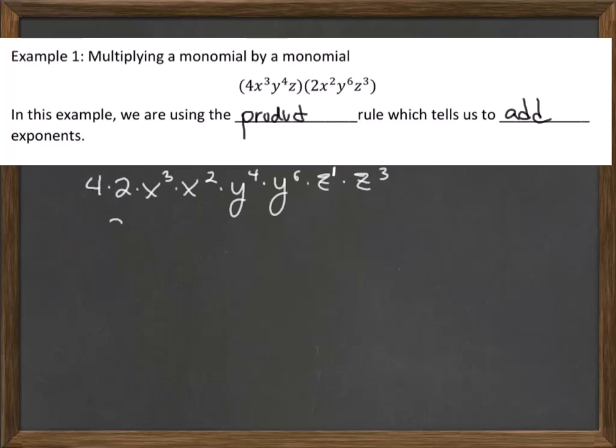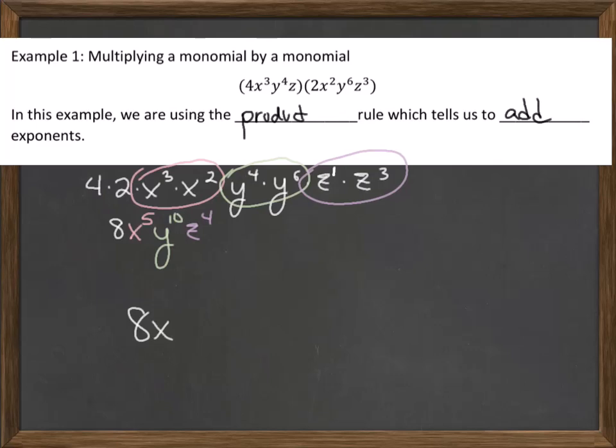So we have 4 times 2 is 8, and then for the rest of these, we are going to be using the product rule. So we have x cubed times x squared. Again, the product rule tells us to add those exponents. So 3 plus 2 is 5. So we have x to the 5th power. Okay, for our y terms, we have 4 plus 6, which is 10. So we have y to the 10th power. Okay, and then last but not least, we have z to the 1st power times z to the 3rd power. So that's going to give us z to the 4th power. So our final answer is 8x to the 5th, y to the 10th, z to the 4th power.